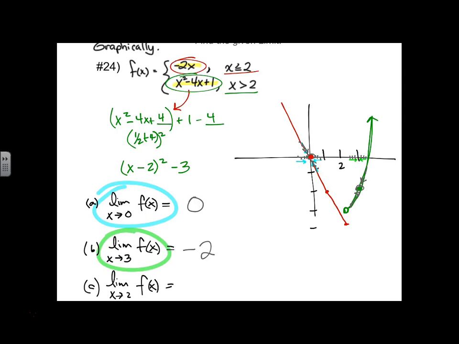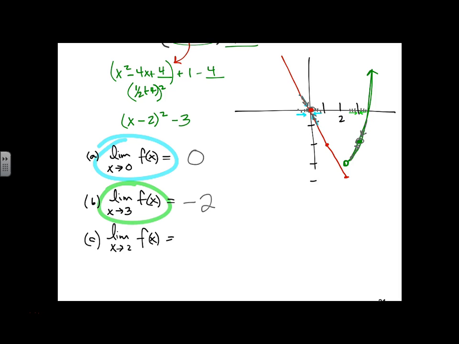Getting there. Getting there. It's the culmination of this lesson. Letter C.